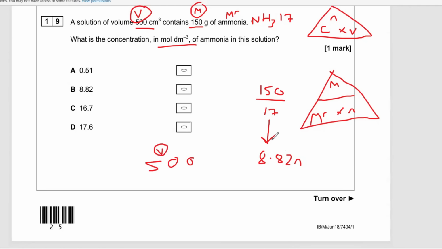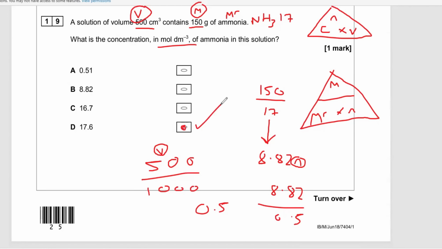Now what we need to do is work out the conc. So it's 500 centimeter cubed, but we need to turn it into decimeters. So we're going to do 8.82 divided by 0.5 decimeters, and that's basically timesing 8.82 by 2. So you're going to get 17.6 moles in each decimeter cubed, as you have 8.82 in half a decimeter cubed. And here we go.